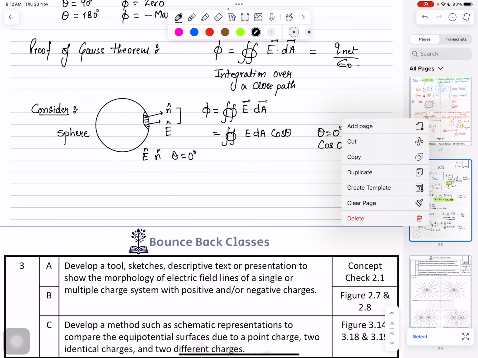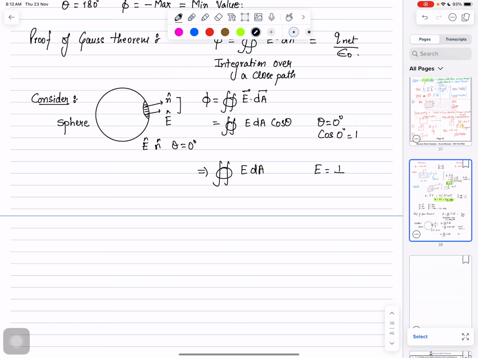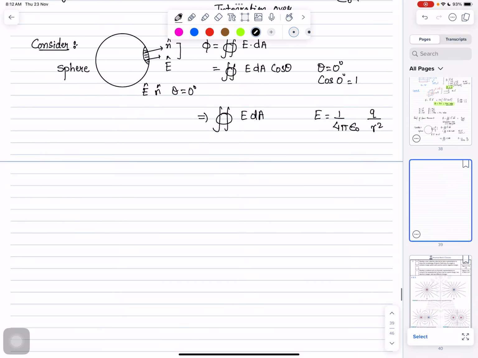Now we have integration over a closed path E dA. We know the value of E. What is the value of E, guys? K times, or you can say 1 over 4 pi epsilon naught, Q over R square. Place the value. And what is the integration of dA? The flux is E times the integration of dA.